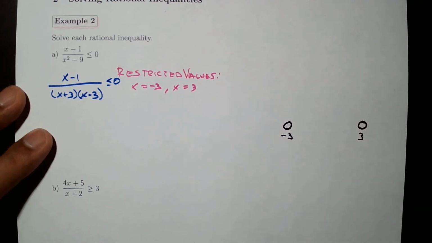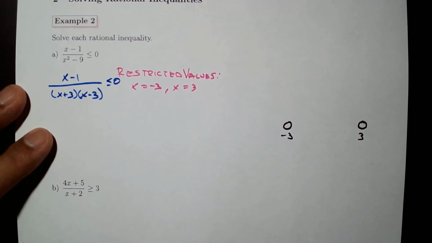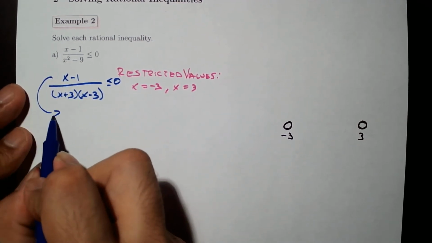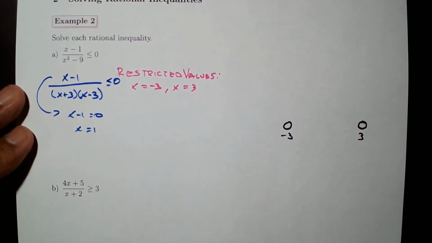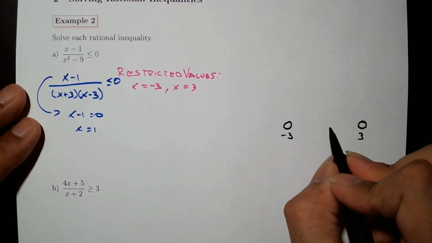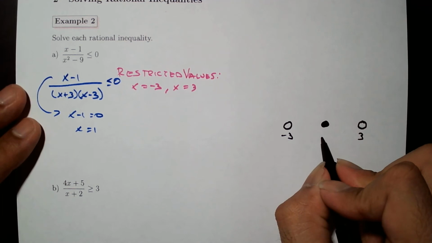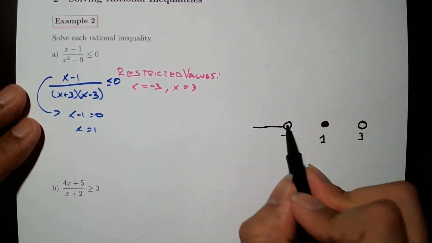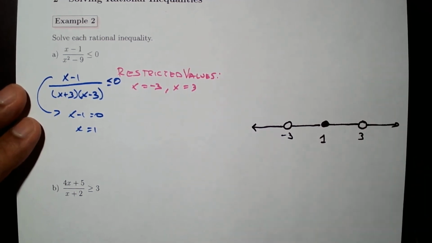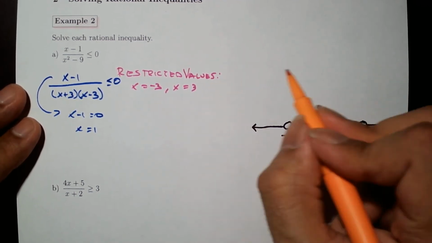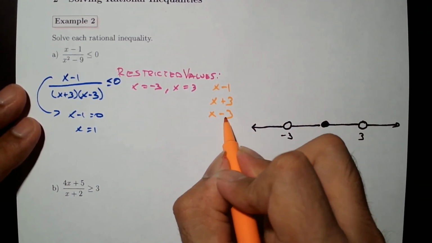because they cannot be plugged in, because otherwise the denominator is 0 and the expression goes undefined. All right, now x minus 1, from here we are going to get that x equals 1 is the other critical number. So this one is going to have a full bubble. And let's draw the rest of the number line. We are going to do essentially the same. We are going to write down the factors x minus 1, x plus 3, x minus 3.